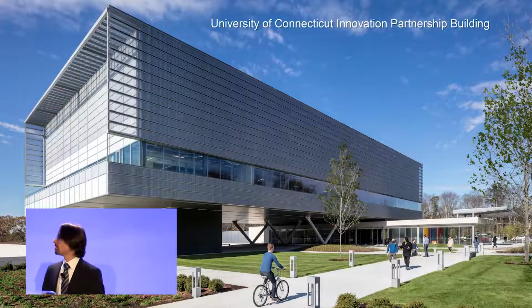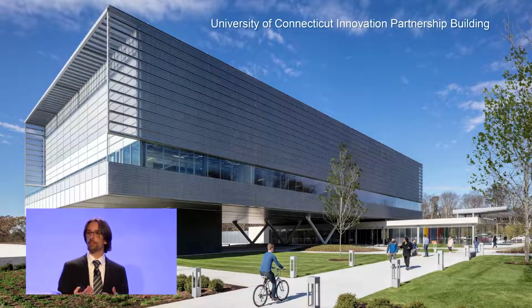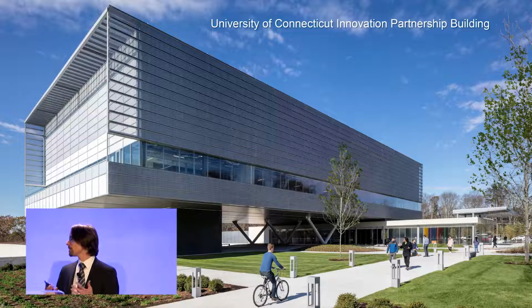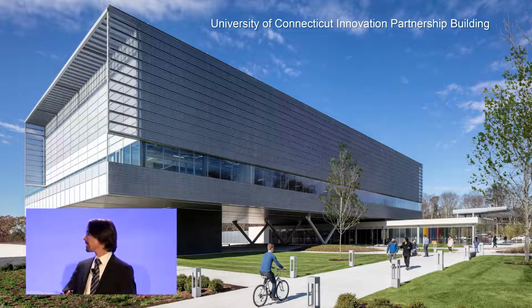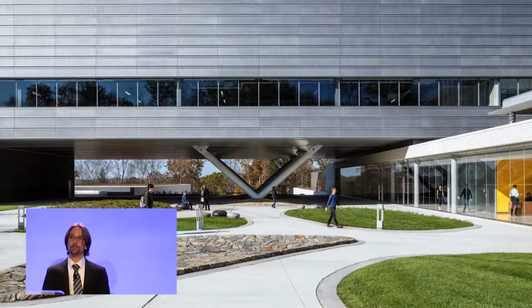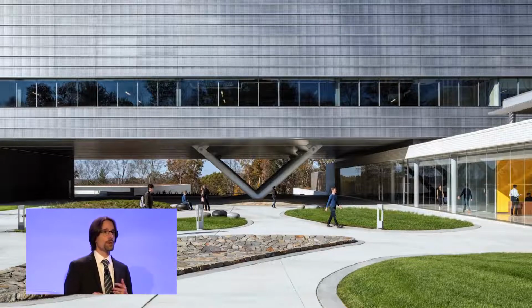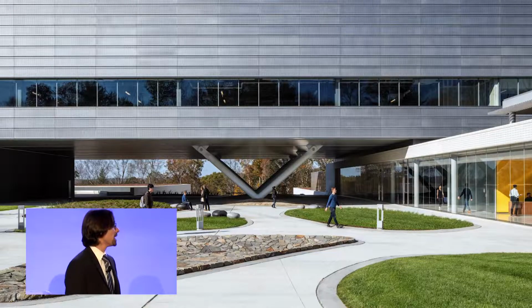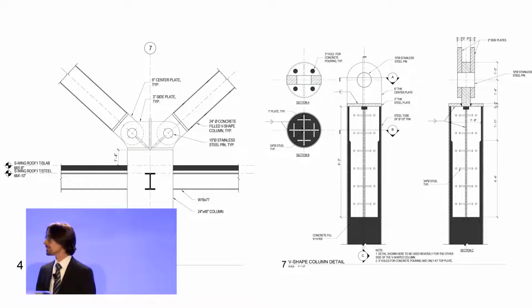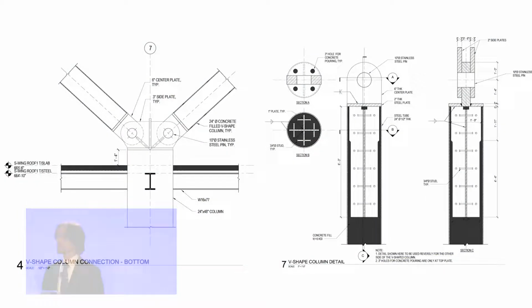Another project, perhaps on a lesser scale, but kind of a similar vein. This is at the University of Connecticut Innovation Partnership Building. Here, they similarly wanted to support a structure up in the air, and in this case it was going to be done on these V columns. At first, when the designers were looking at this project, they had some ideas as to how they might articulate those connections. They were getting very complex and costly.